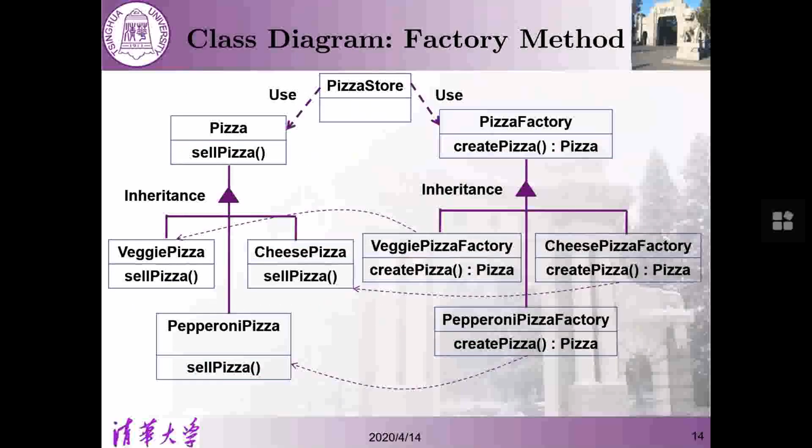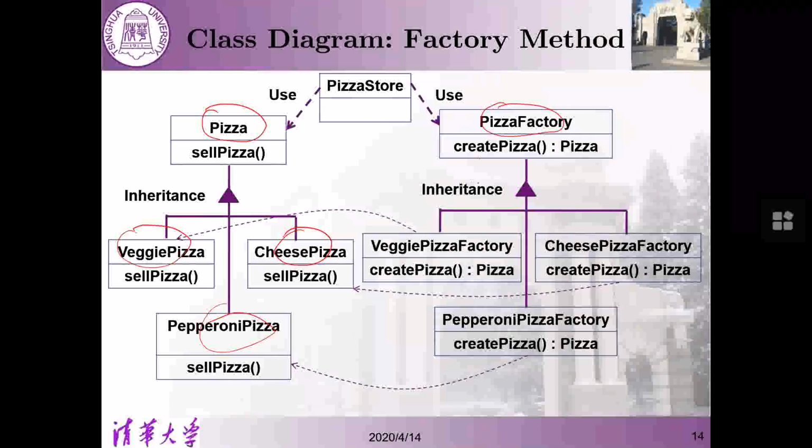This is factory method. This is a class diagram, a little complicated, of this factory method. So we can see that there are two class hierarchies in the class diagram. One is a pizza hierarchy. We have different types of pizza: veggie pizza, cheese pizza, pepperoni pizza. And we have a class hierarchy of pizza factory. So this is the interface class, pizza factory, and we have veggie pizza factory, cheese pizza factory, and the pepperoni pizza factory.